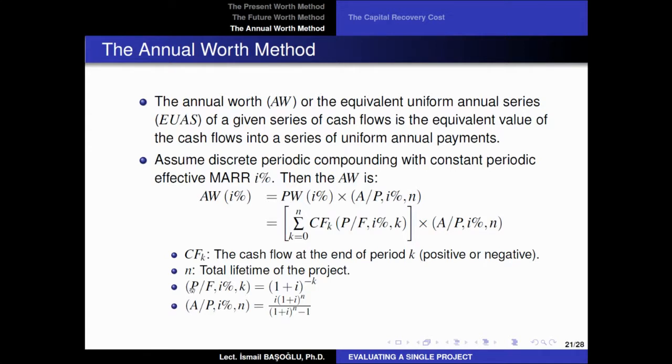Now, you know, the present worth factor for a single payment is (1 + i) to the power minus k. And finally, the uniform series capital recovery factor will be i times (1 + i)^n divided by (1 + i)^n minus 1.